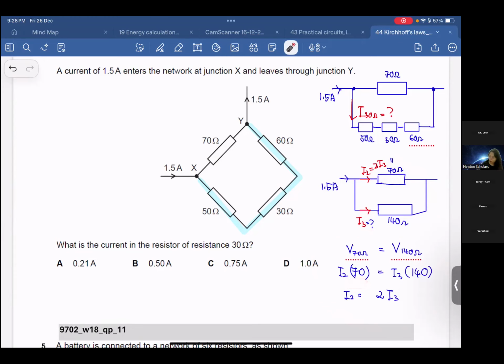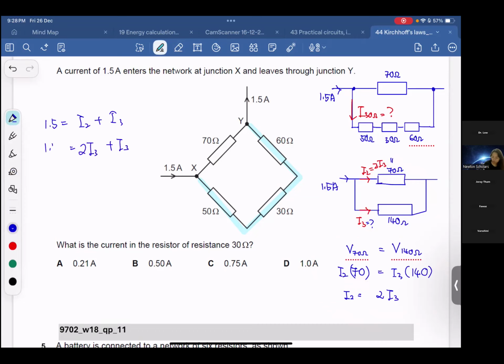Then here, 1.5 will be equal to I2 plus I3. I2 is double I3, plus I3, equals 1.5. So 1.5 equals 3I3. I3 is 0.5 ampere. See, the answer here, 0.50 ampere.